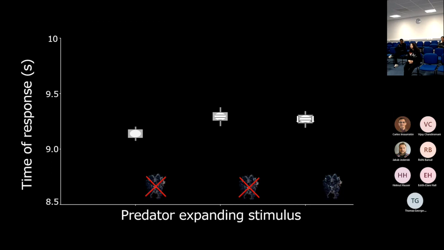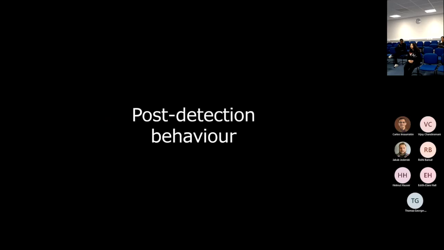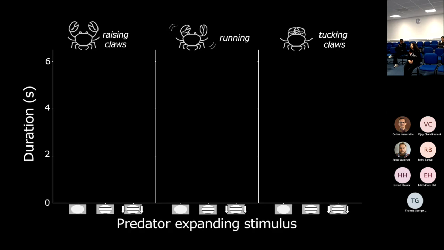There doesn't seem to be anything in it when we look at the timing of it. So they seem to be responding at more or less the same time as this thing is expanding. But there might be some differences in post-detection behavior. So here we've got 3 different behaviors: raising claws, running, or tucking claws. And they seem to be less likely to show an aggressive response to this moving stripe stimulus. But there's not much difference in these other 2 behaviors. So that's the first experiment that we've set up to try and understand this.